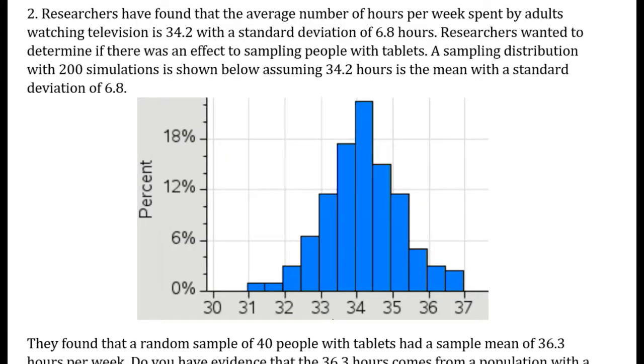Number two, researchers have found that the average number of hours per week spent by adults watching TV is 34.2 with a standard deviation of 6.8. Researchers wanted to determine if there was an effect to sampling people with tablets. A sampling distribution with 200 simulations is shown below, assuming 34.2 is the mean with a standard deviation of 6.8. So we assumed the population mean is 34.2. We said mu is 34.2.